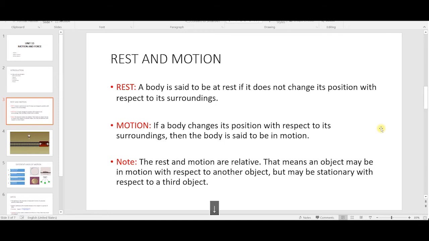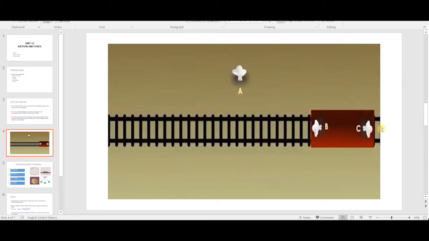Let's suppose there are two persons, B and C, in a train, traveling across a person A who is standing along the way. Person B is in motion according to person A, but person C is at rest according to person B.